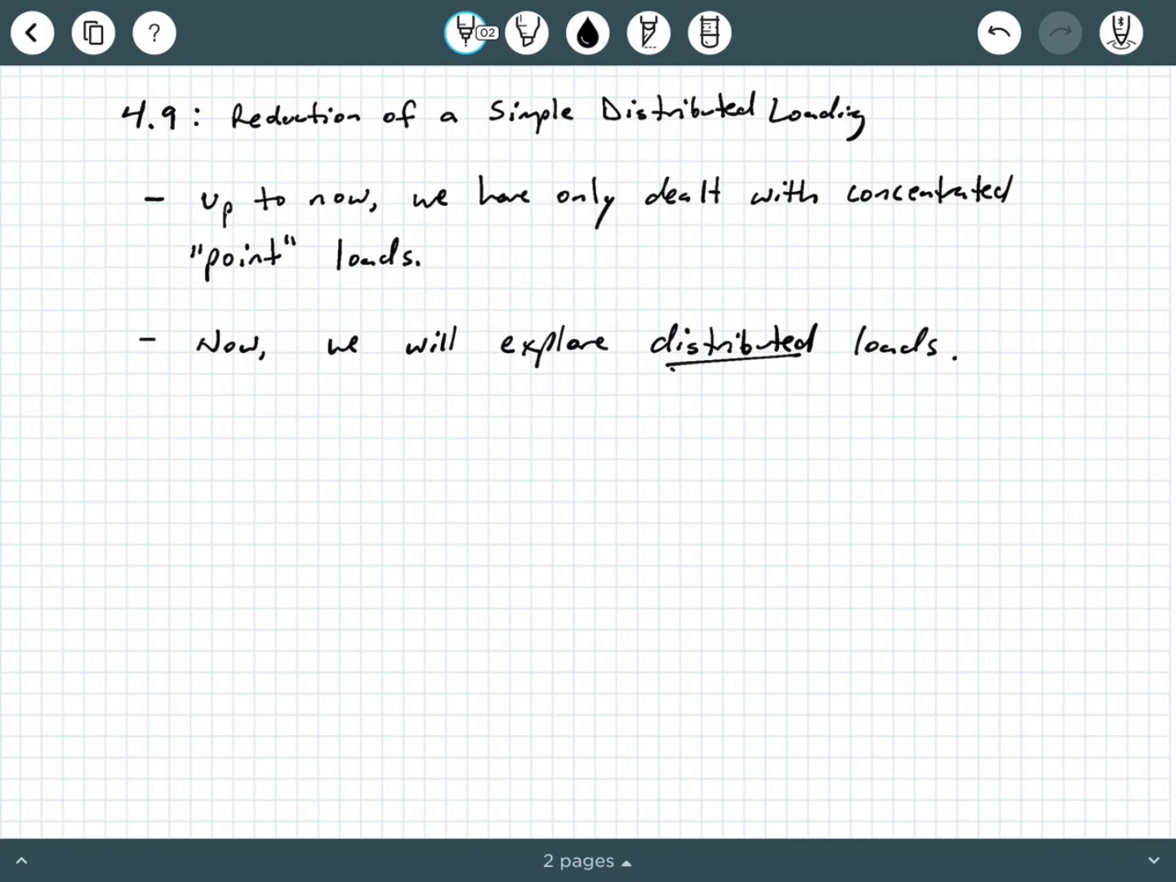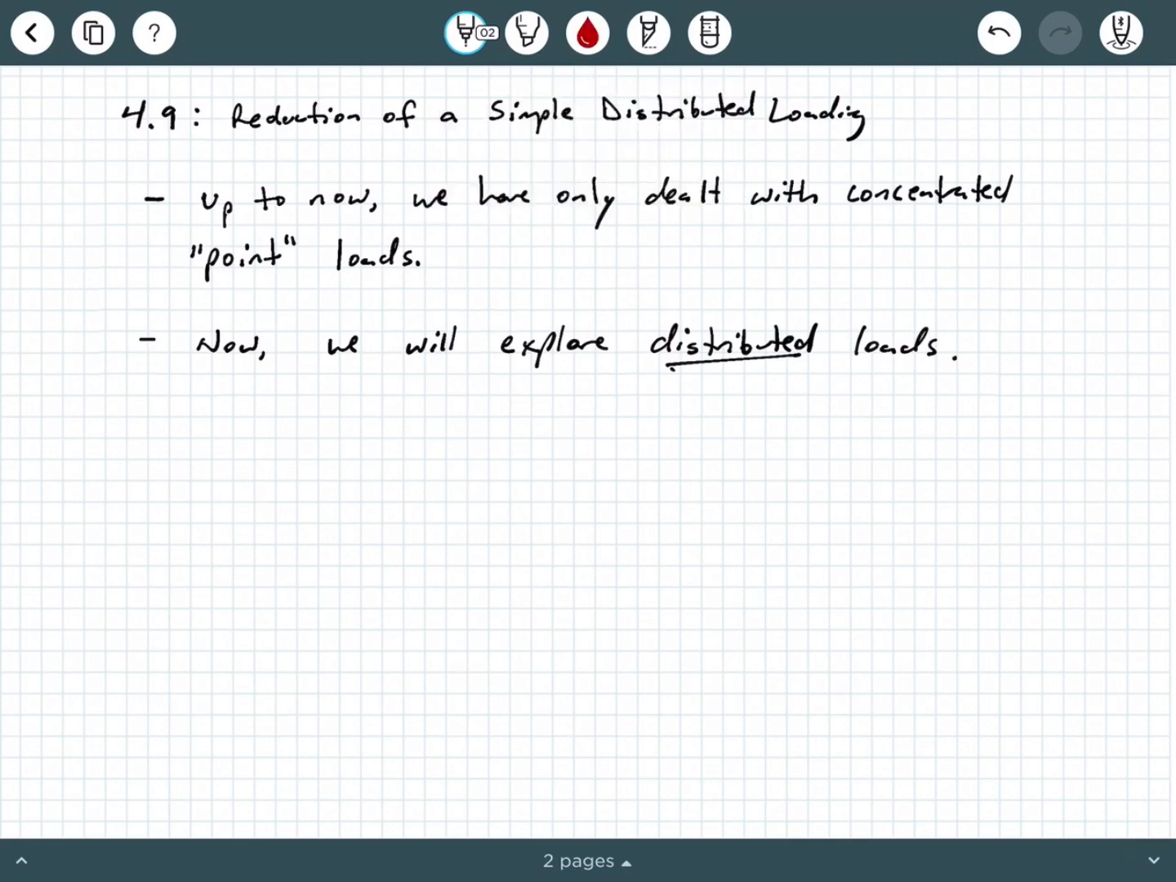Well, what we mean is instead of having a concentrated point load, which is represented by one single vector, one single arrow, now what we're going to have is a load that is spread out over a distance, okay? That's how we're going to start anyway. Then we're going to lightly talk about loads spread out over an area.